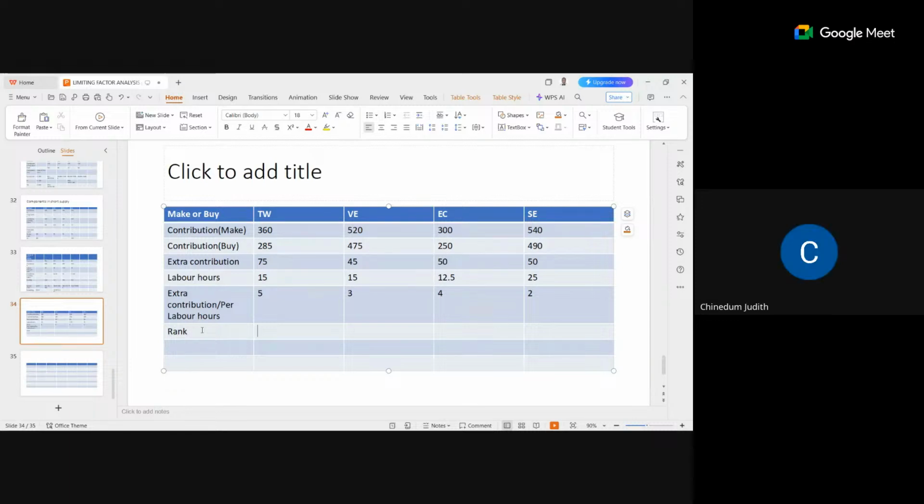So which is ranking first? TW first. This is second. VE is third. And this is fourth.